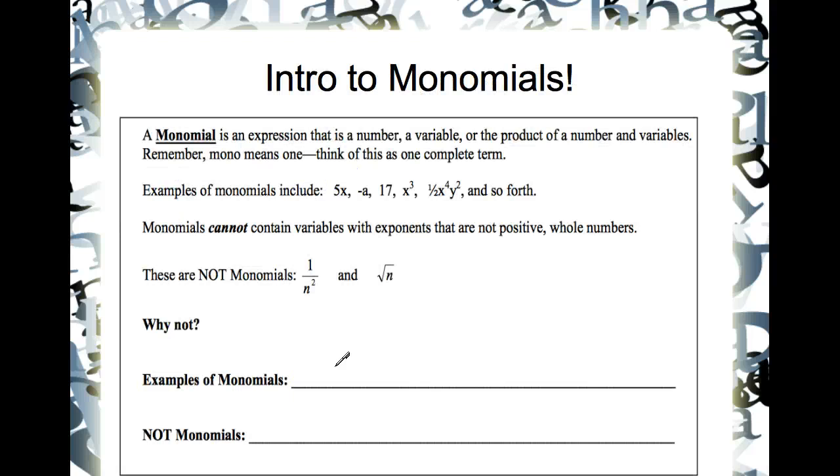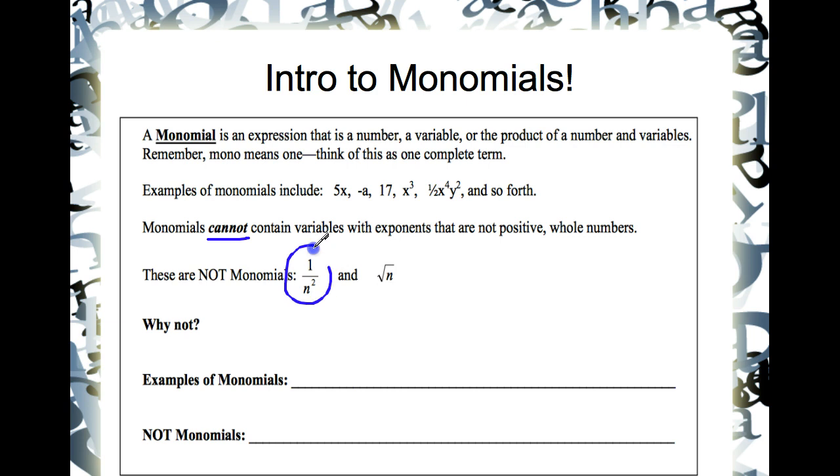Just a really quick introduction here into monomials. A monomial is just one term. Okay, all of these are examples of monomials here. 5x, negative a, 17, x cubed, 1/2 x to the fourth y squared. There's no addition or subtraction between the constants or variables. They're just one term. Now, it's important to note what monomials cannot be. You cannot have the variable contain exponents that are not positive or whole. So, in other words, it means that the variables cannot have negative or fractional powers on them.